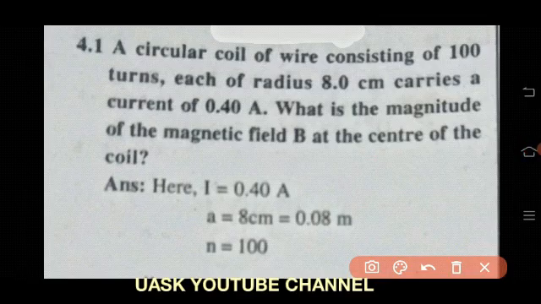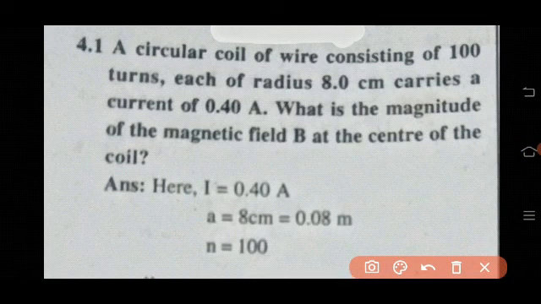Hello dear students, in this video I am going to explain all the numerical problems from your chapter Moving Charges and Magnetism. Please watch the full video without skipping any numerical problems, because every numerical problem is important for your annual exam as well as for your competitive exams. So please watch the full video.